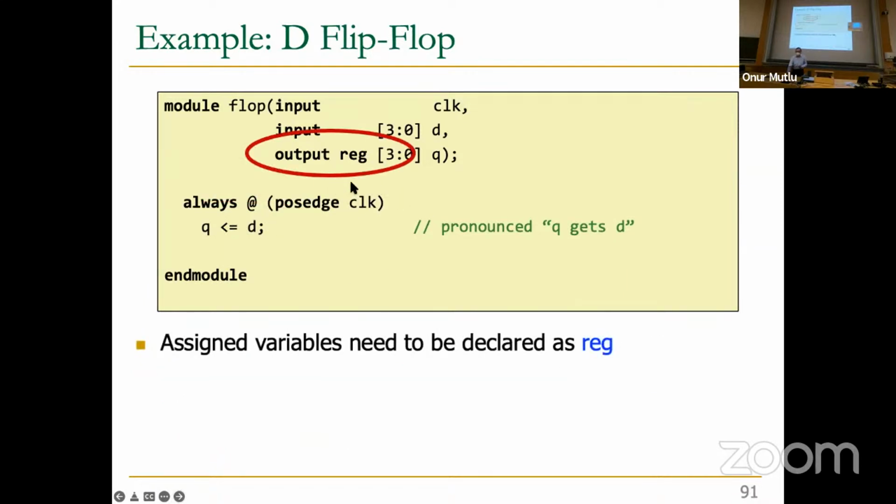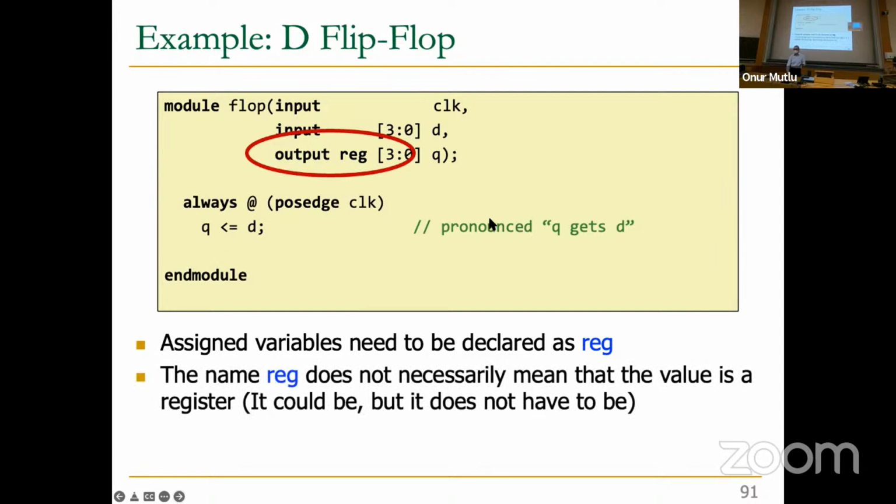The variables that are assigned inside the always block need to be declared as regs. Again, this is a Verilog rule. I didn't make up the rules. People who designed it did. The name reg doesn't necessarily mean that the values are registered. It could be, but it doesn't have to be, because this could be a combinational thing as well, as we discussed. So we will see examples later where reg actually can be combinational.